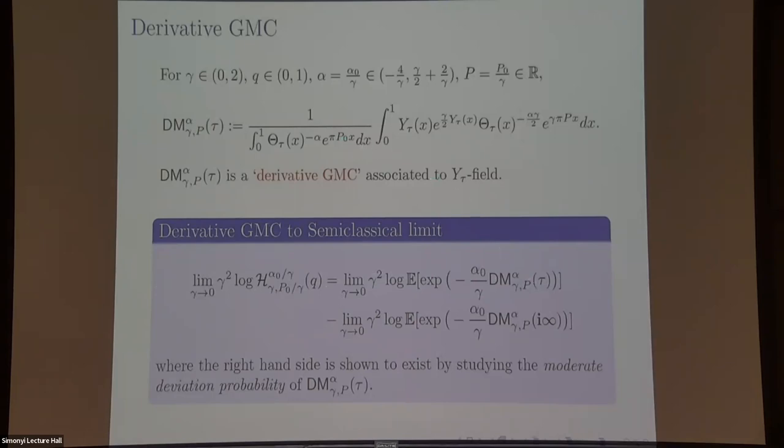To show that this limit indeed exists, one needs to study some sort of moderate deviations for this derivative multiplicative chaos. And that is indeed what we did, to show the existence of the semi-classical limit, which is the first postulate. So in what sense is this a derivative? If you're taking a derivative, in what? Yeah, that's just a definition. I mean, but yeah.